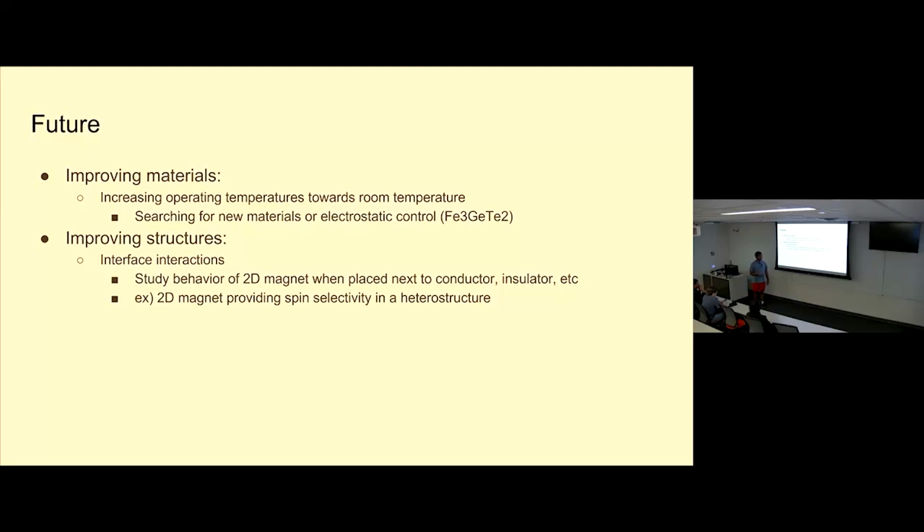And the other way that 2D magnetics research is going is improving the structures, since interface interactions are the main way that the properties of 2D magnets can be changed. So this includes studying the behavior of 2D magnets when placed next to a conductor, insulator, or any other material in the van der Waals structure. An example of this is a 2D magnetic material providing spin selectivity in a heterostructure, and other materials in the heterostructure causing conduction.